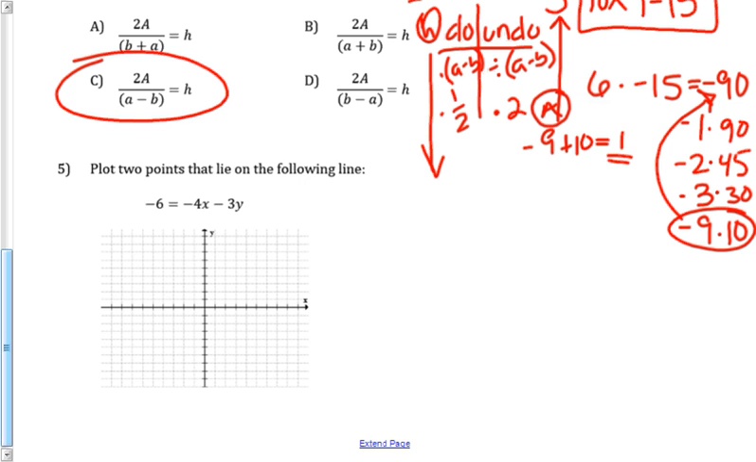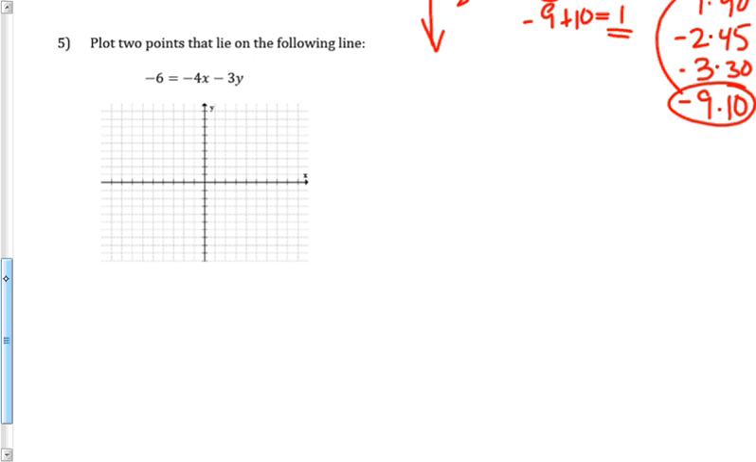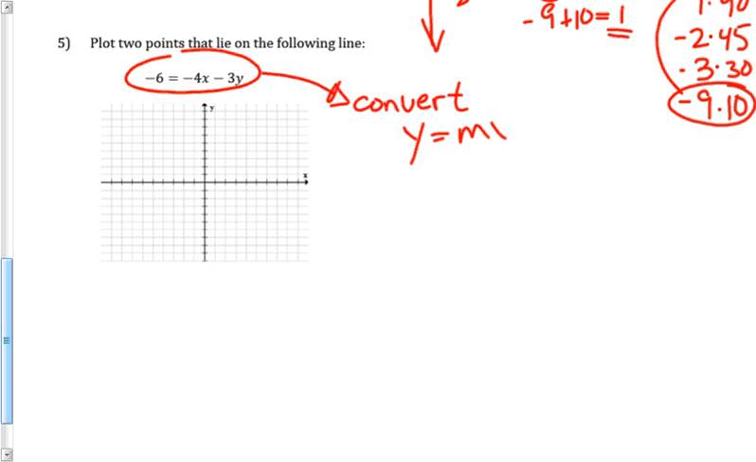Number 5, we want to plot a couple points that fall on this line. Basically asking us to graph this line. So we want to take this, we want to convert it to y equals. So I'm going to rewrite this, just kind of flipping the order. 4x minus 3y equals -6.